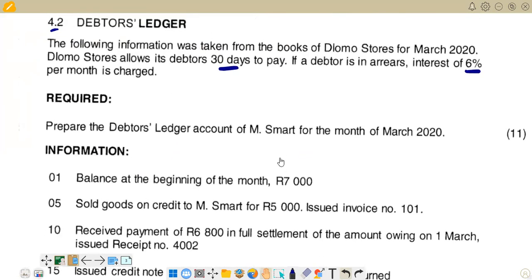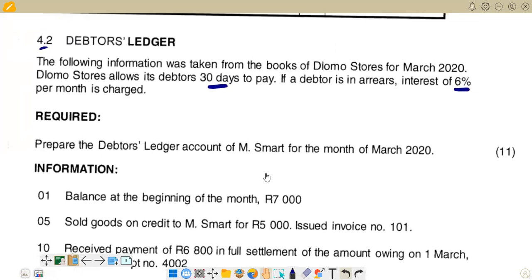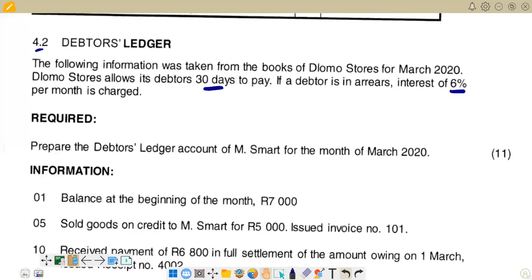And then we can take note of the date also. We are told that this is March 2020. That's what we are having there. So this one represents our 1 March. So that's the date that we are going to start with. And then the amount that we are having is 7,000. And this is going to be our balance b/d at the beginning.